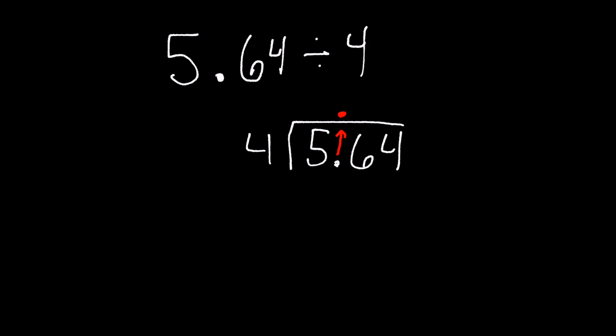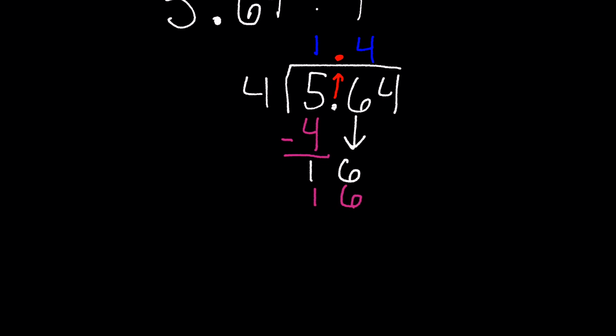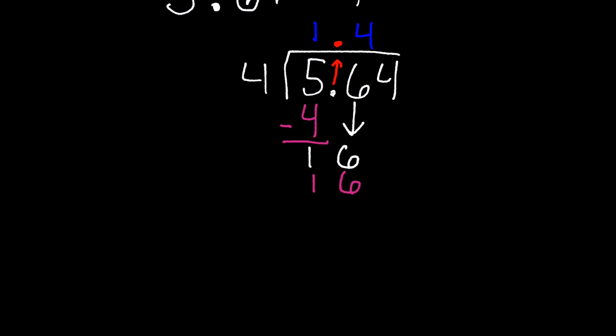Now, divide like normal. How many times does 4 go into 5? Goes into there once. 4 times 1 is 4, so we can subtract and we get 1. Bring down our 6. How many times does 4 go into 16? Well, it goes into it 4 times evenly. So that is 16. 4 times 4 is 16. And when we subtract, we end up with 0.